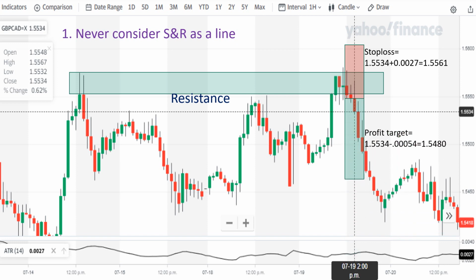So here we see in the second case we lose money due to one simple mistake: we consider the resistance as a line, but we should always consider this resistance as an area.